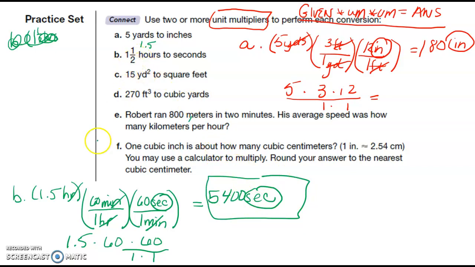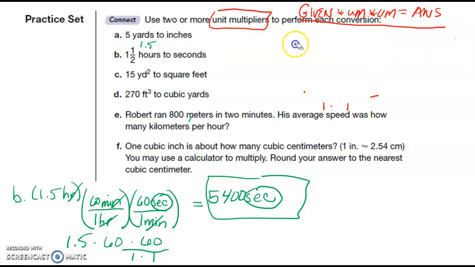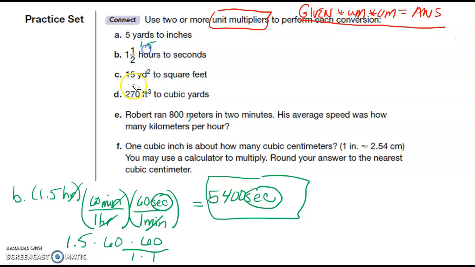I'm going to have to do some erasing here so I have room. Let's get rid of this, and I'm going to get rid of A. Nope, let's go back.